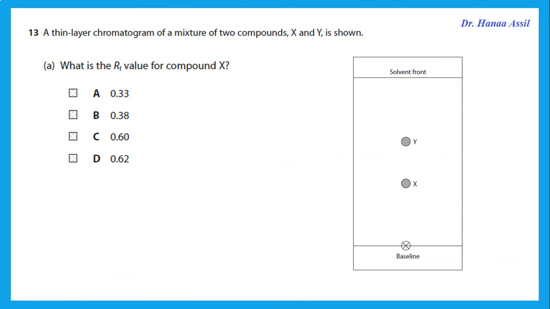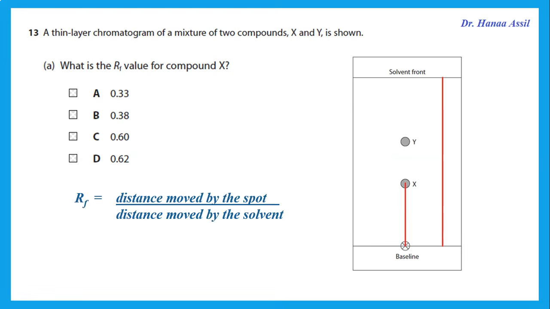So we have X and Y, and we're required to get the RF value of X. How do we get the RF value of anything in the chromatogram? It is the distance traveled by the spot over the distance traveled by the solvent. Now, in the actual question paper, you can just use a ruler and measure from the baseline to X divided by the distance from the baseline to the solvent front.